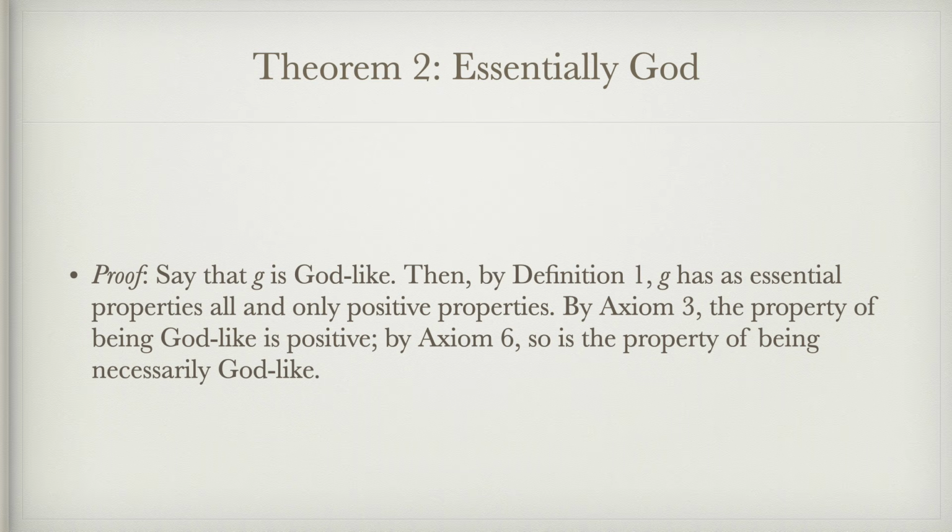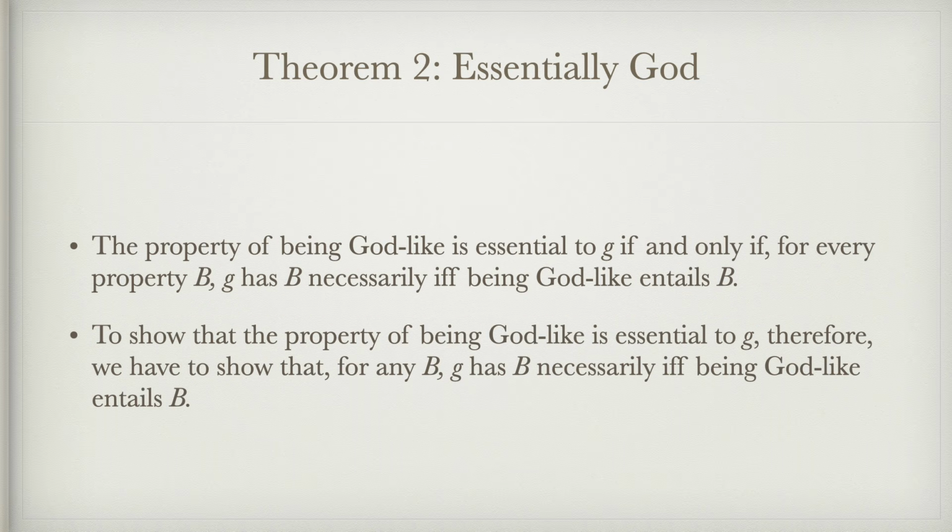Then, by our first definition, G has as essential properties all and only positive properties. By axiom 3, the property of being godlike is positive. By axiom 6, so is the property of being necessarily godlike. Well, the property of being godlike is essential to this G if and only if, for every property B, G has B necessarily if and only if being godlike entails B. In other words, an essence is something that implies all and only those properties the thing has necessarily. So, being godlike is going to have to entail all and only the properties that godlike thing has necessarily.